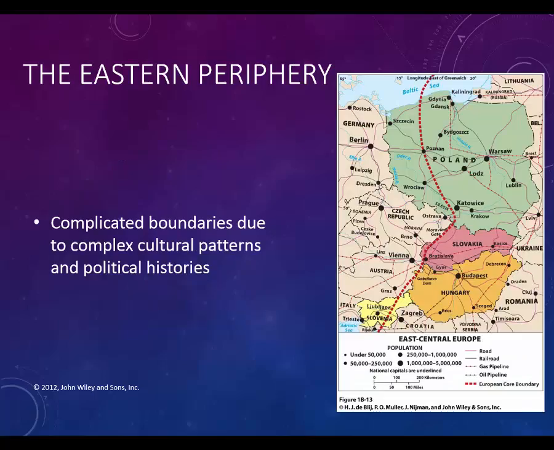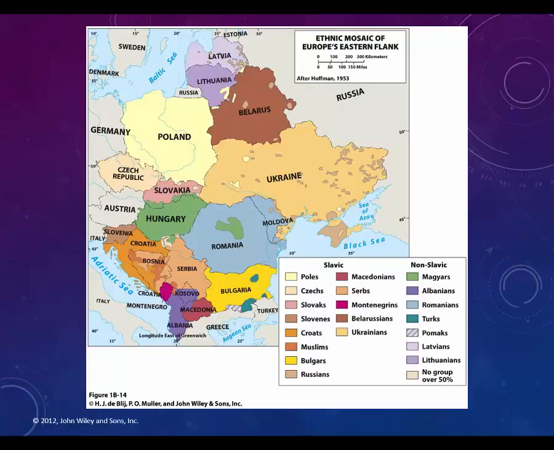The eastern periphery includes Slovenia, Poland, Hungary, Slovakia, Romania, Belarus, Bulgaria, Ukraine, Moldova, and Turkey. Each one of these countries, although in the same region, is very different. I think figure 1b4 is really quite interesting since it shows the wide variety of ethnic backgrounds in the eastern periphery.